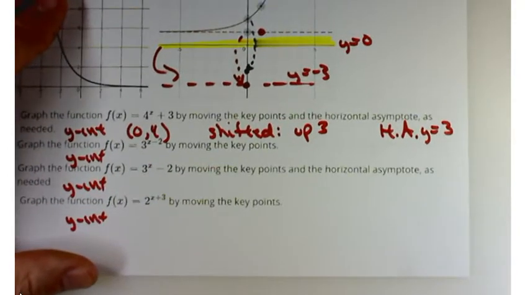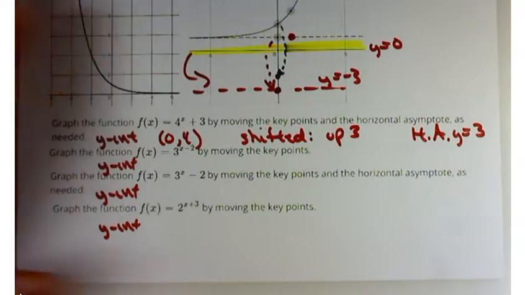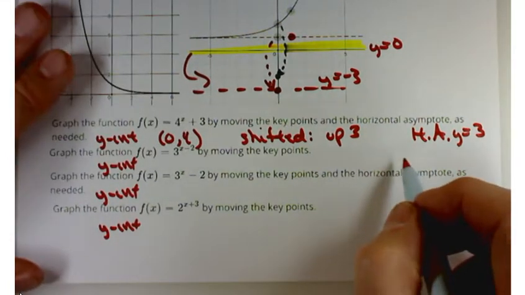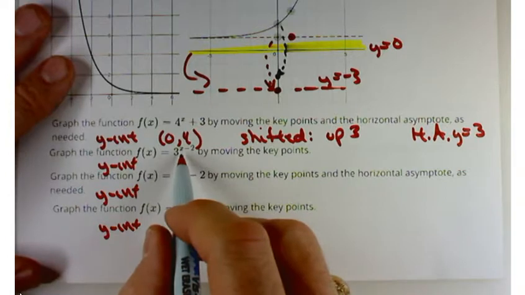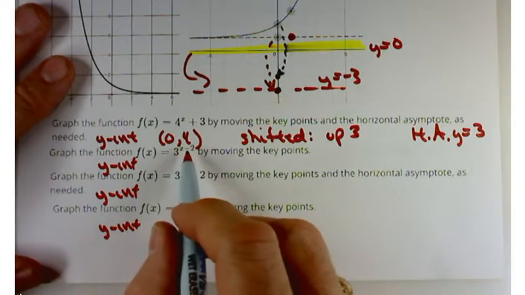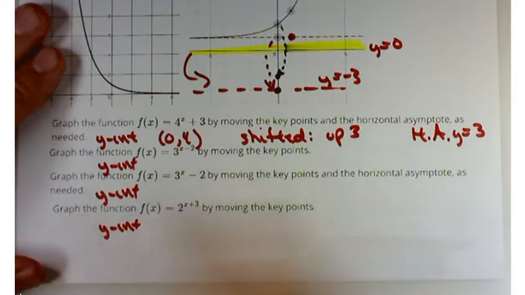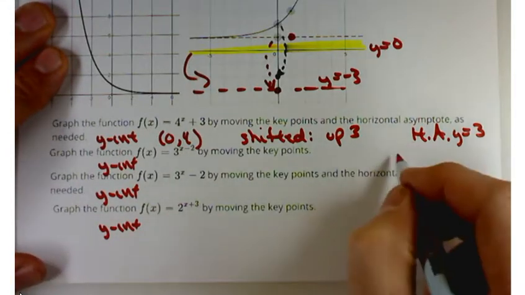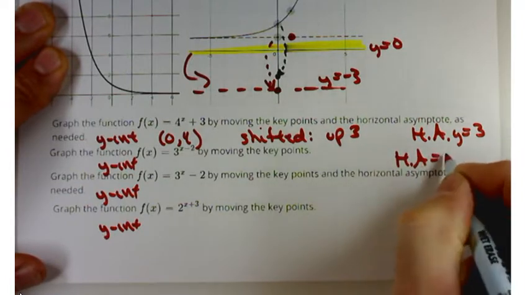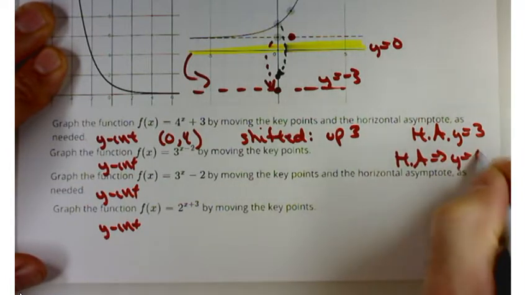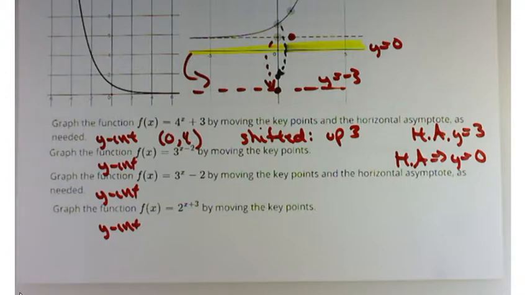Now I'll give you a little bit of a heads up on this one. We've got 3 to the x minus 2. That's going to be a horizontal shift. A horizontal shift is not going to change where the horizontal asymptote is. So the horizontal asymptote is still going to be y equals 0. There's no change in it unless you shift it up or down. So unless it's a vertical shift, it's going to be the same place.